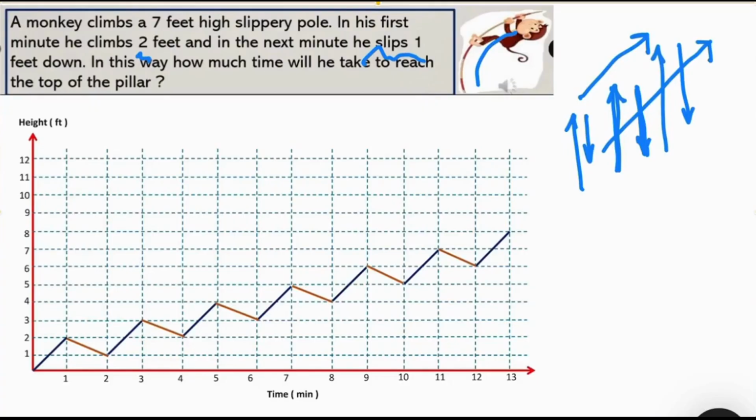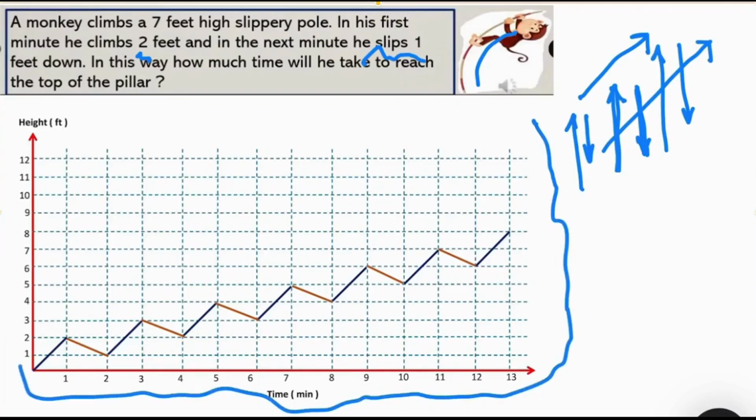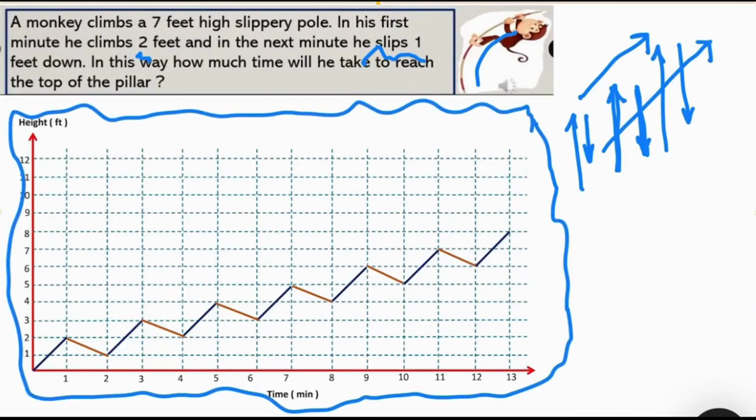And this is not just the monkey and the pole. This can be any question where you have bidirectional motion. 4 कदम आगे 2 कदम पीछे, 4 कदम आगे 2 कदम पीछे, तो eventually कितने कदम, ऐसे टाइप का question. So the best way to look at it is to focus on this graph. If you just focus on this graph, it will actually give the summary of the movement.